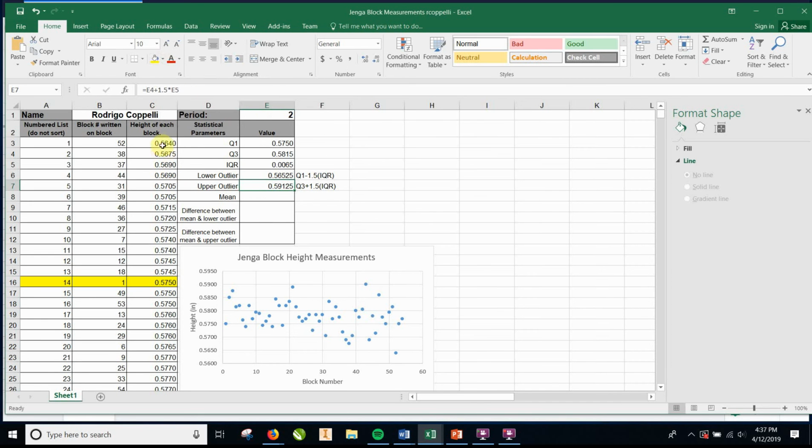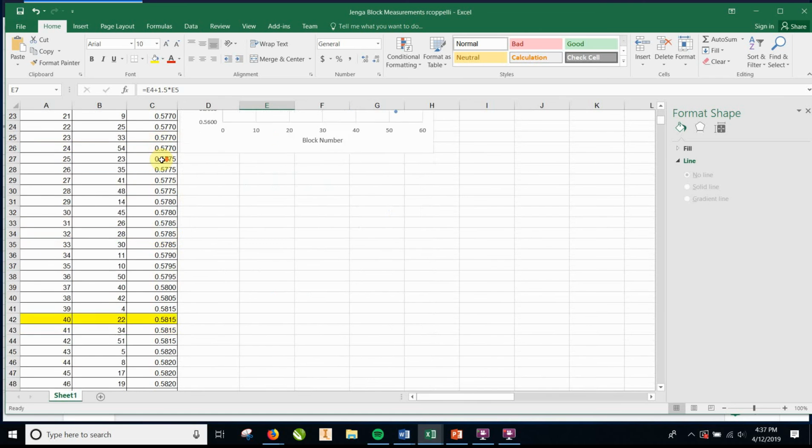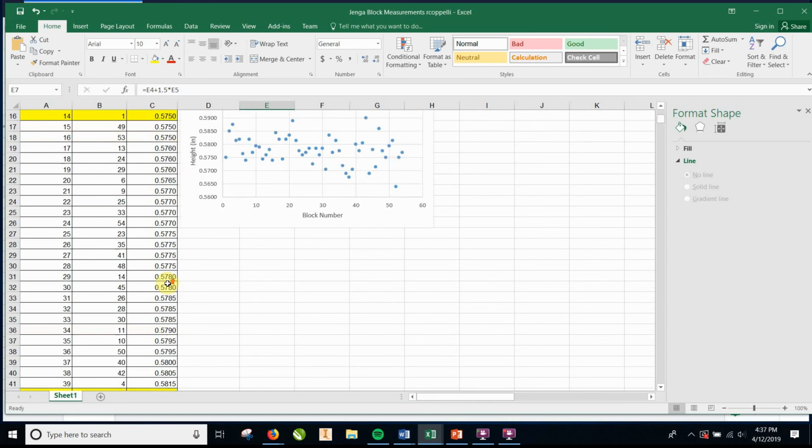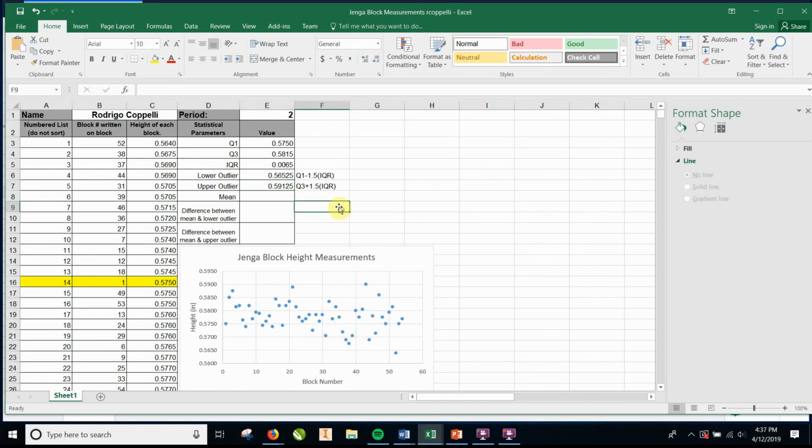Fortunately for me, it's already sorted. So this is my lowest number, and this is my highest number. Do I have anything lower than my lowest number? I do. 0.56525, and this is 0.5640. This is an outlier, so we're going to highlight this one in teal.